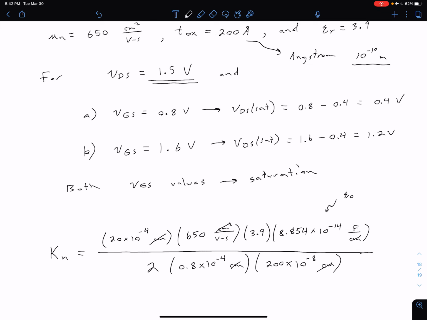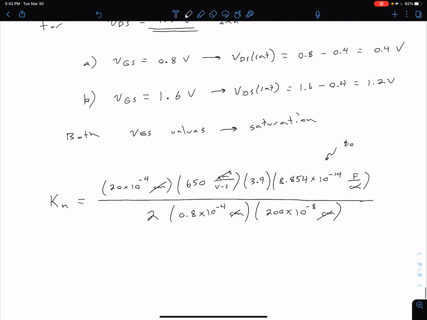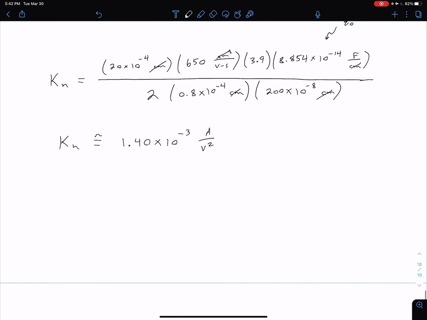And the units are going to work out such that our overall units are going to be amps per volt squared. And if anybody has questions or wants to see details on how to get that from our farads per volt second, just let me know. If we plug all that in, we should get a value of approximately 1.40 times 10 to the minus 3rd amps per volt squared. All right, so let's now go plug into our equation for current in the saturation region.